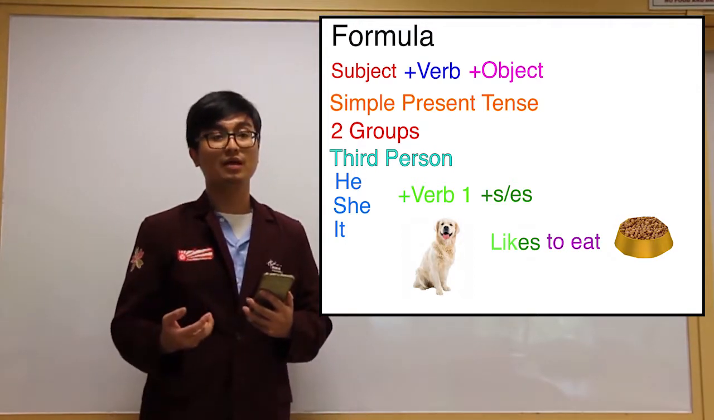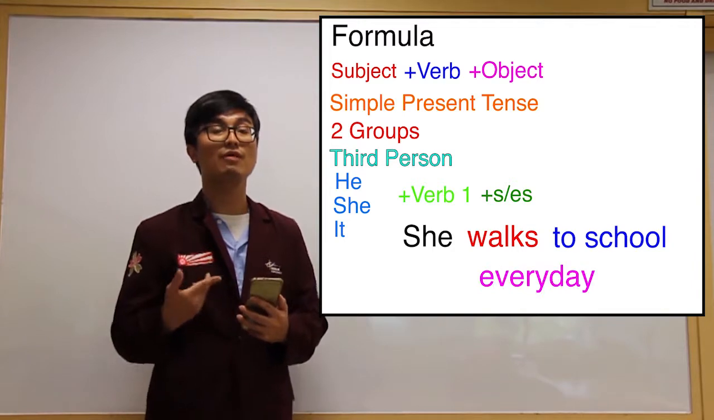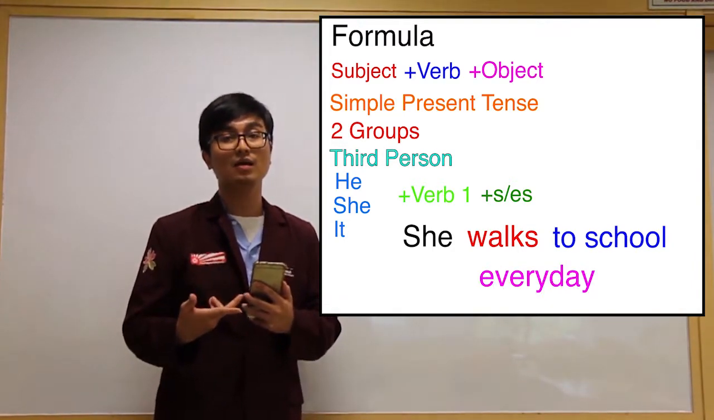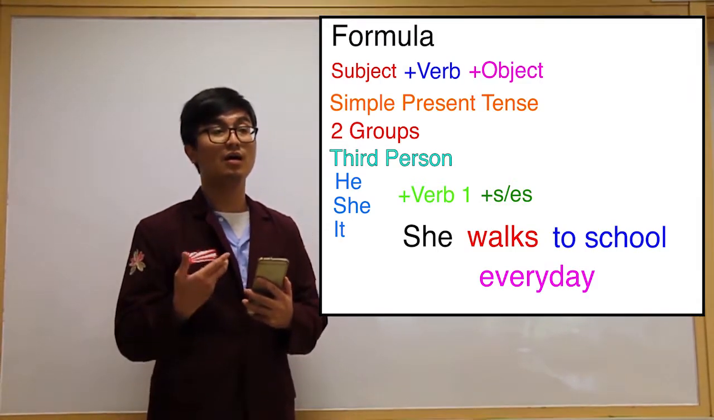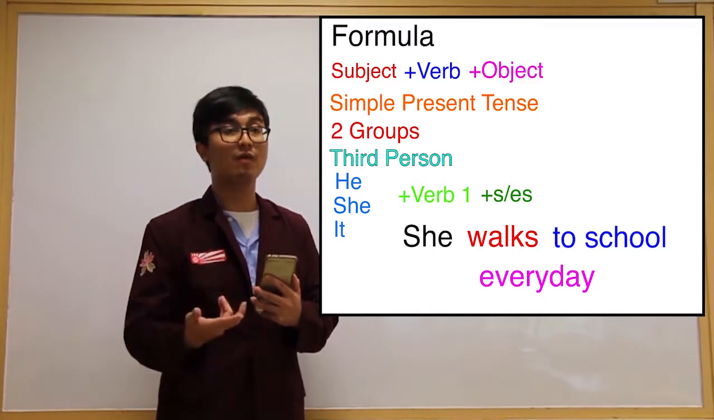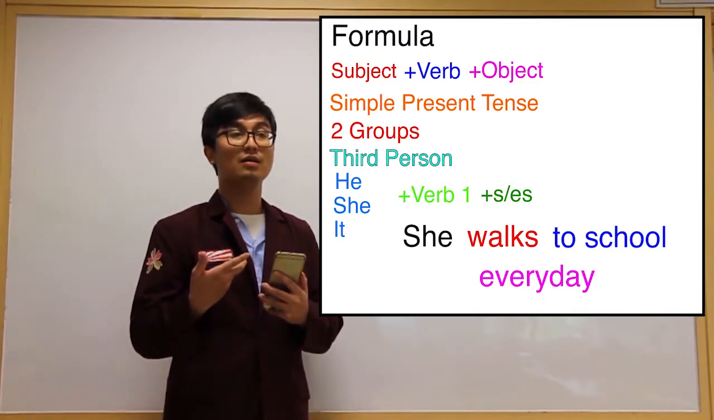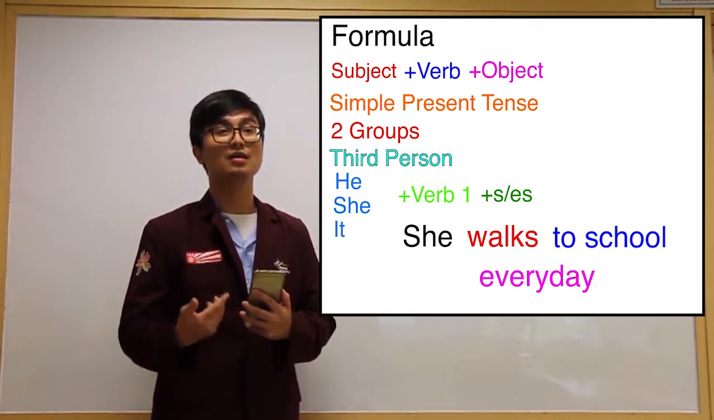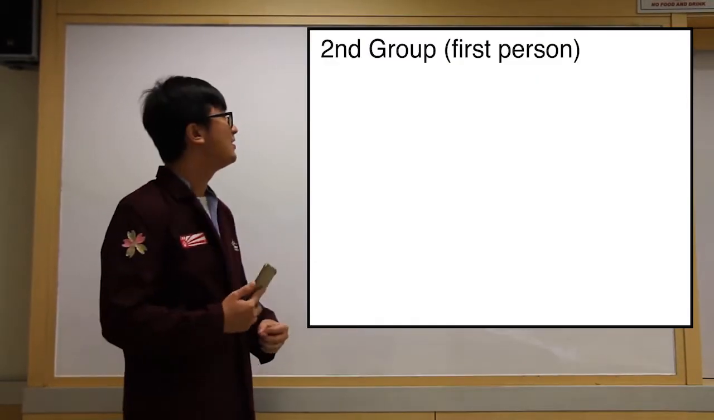Another example is she walks to school every day. In the previous example, she is the subject of the sentence, where walk is the verb 1. Because the subject is she, the formula will be walk plus s. Hence, she walks. So, let's move to the second group.